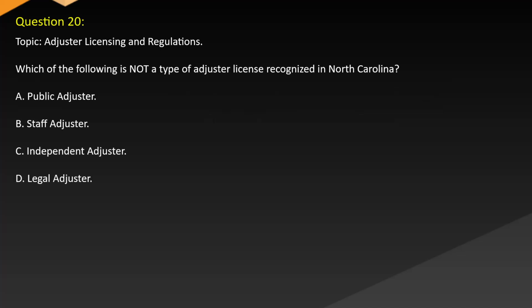Question 20. Topic: Adjuster licensing and regulations. Which of the following is not a type of adjuster license recognized in North Carolina? A. Public adjuster. B. Staff adjuster. C. Independent adjuster. D. Legal adjuster.